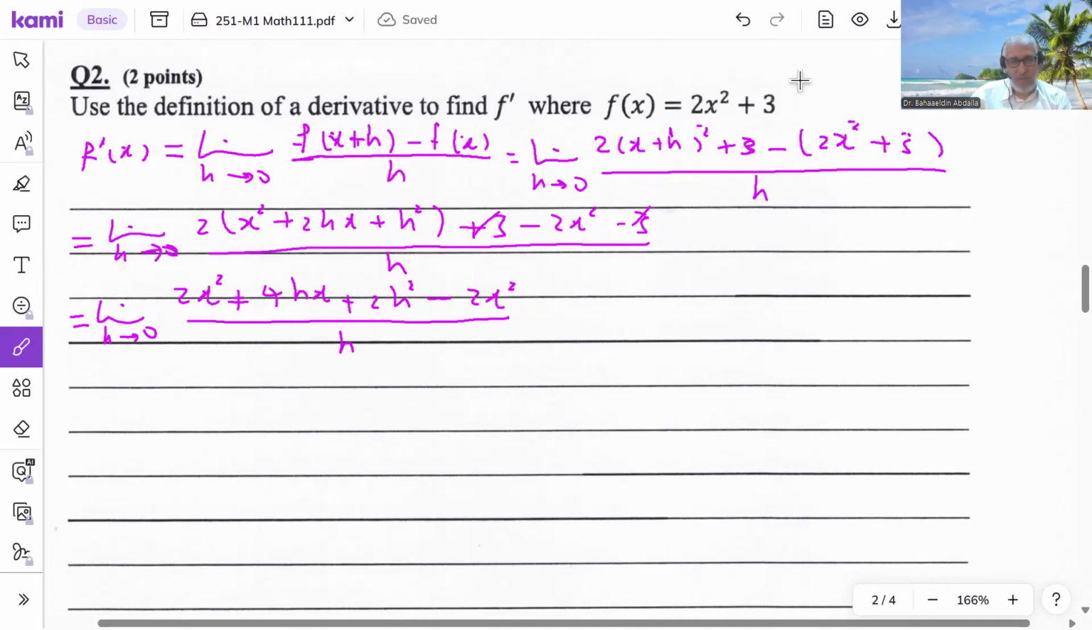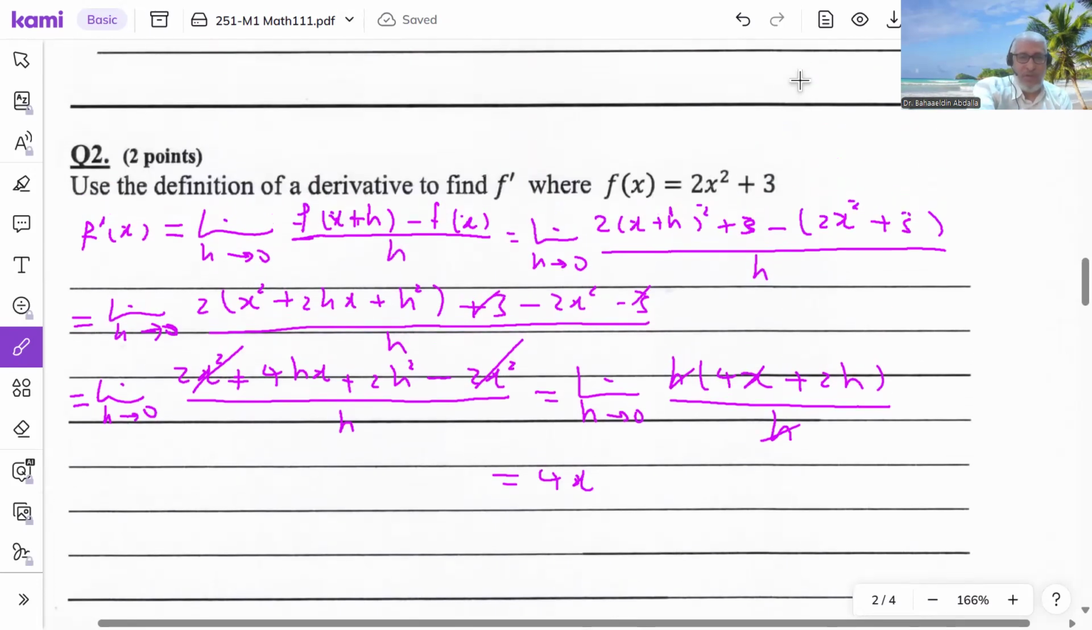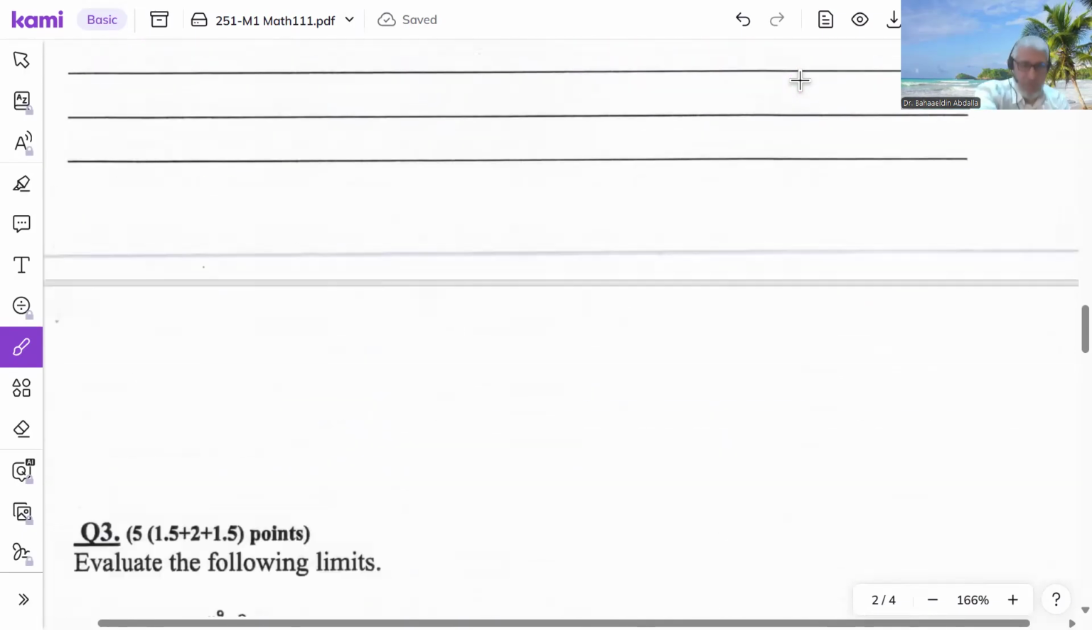And as we know, all the terms without h will disappear, and the terms remaining have h in them. So I can take h as a common factor. I'll have 4x plus 2h over h. Now I can cancel h with h, and I can replace h by 0 to have 4x, because 2 times 0 is 0 plus 4x is 4x. So this is the derivative of f of x using the definition.